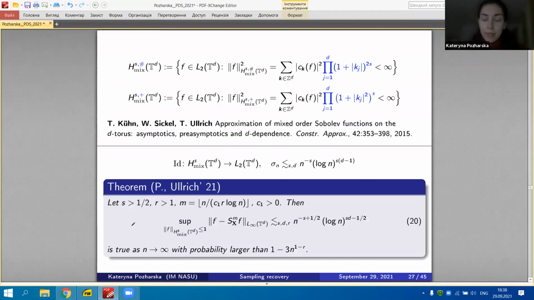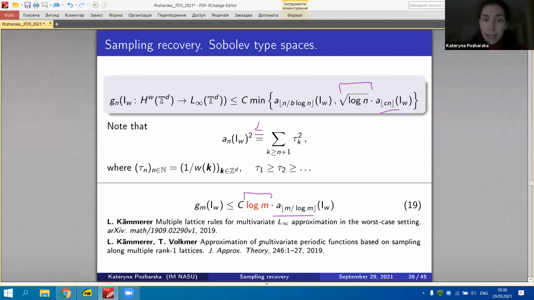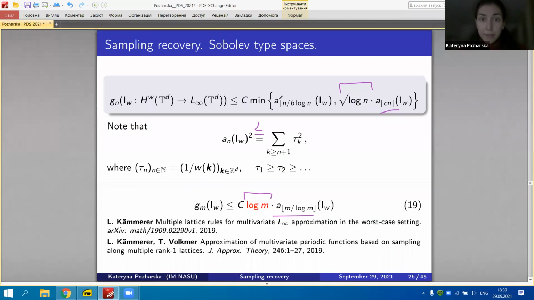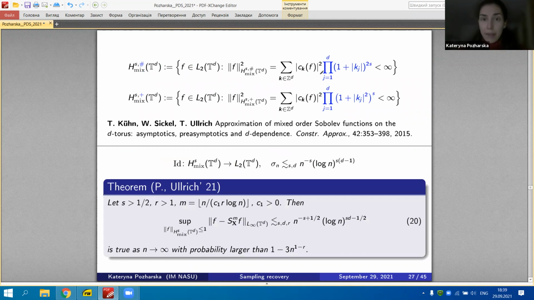And now we move to some more concrete examples. Here we had this weight function w of the general form, and now we will choose it in a more specific way. In the first case, we have the product over the terms one plus absolute value of k_j. And in the second case, we have the so-called plus norm, with s/2 inside the bracket and s outside the bracket. These classes are equivalent up to a constant that could depend on the dimension and on some other parameters. So from the point of view of asymptotic estimates, they are equivalent.